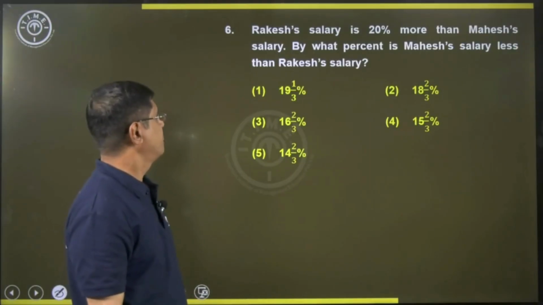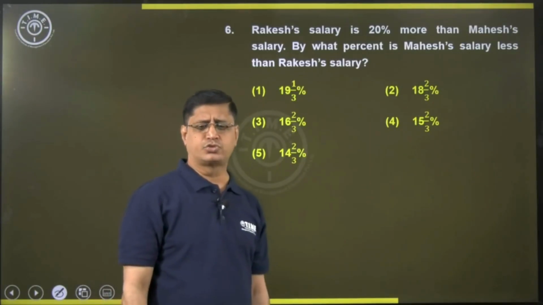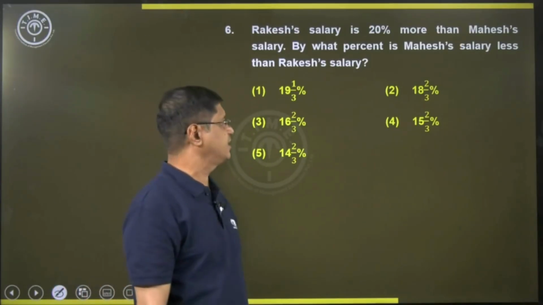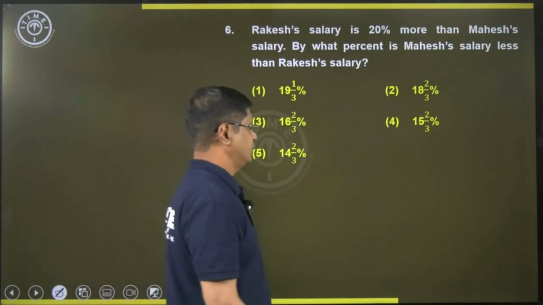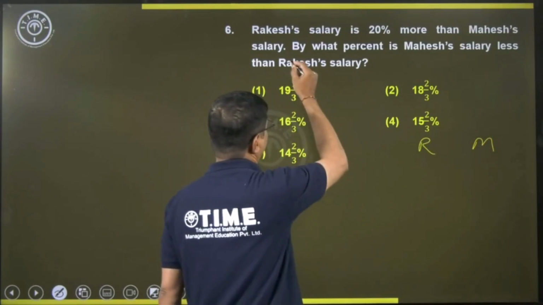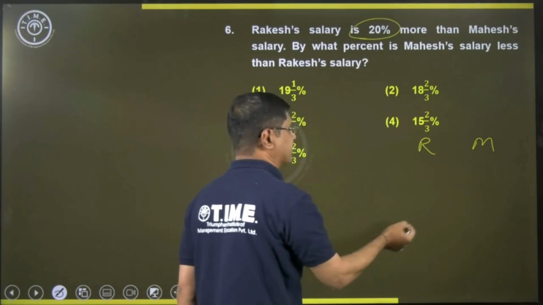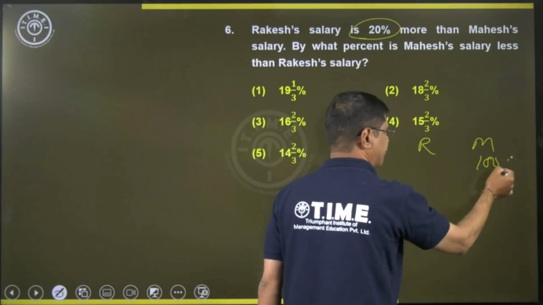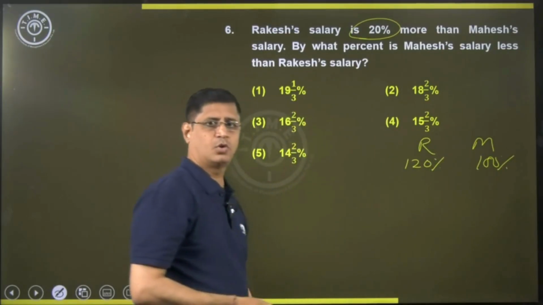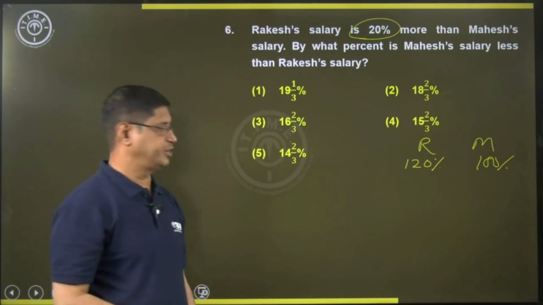Look at the next example. Rakesh's salary is 20% more than Mahesh's salary. By what percent is Mahesh's salary less than that of Rakesh? Rakesh is how much more here? 20% more. When Mahesh is 100%, Rakesh is 120%. What to find? Less percentage.